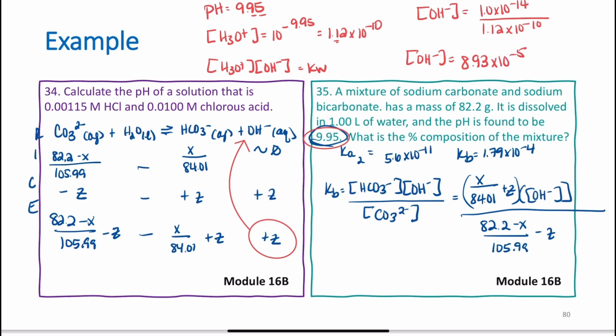I can plug that in for Z. I don't have space to plug that in, but we're going to pretend. 8.93 times 10 negative 5 times 8.93 times 10 negative 5, minus 8.93 times 10 negative 5. Solve that mess. Again, all of this is equal to Kb. Solve for X, and I get an X value of 50.4. And we probably forgot what X meant at this point because I've definitely erased it. But X is the number of grams of NaHCO3 in the sample.